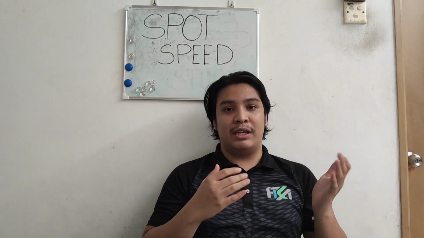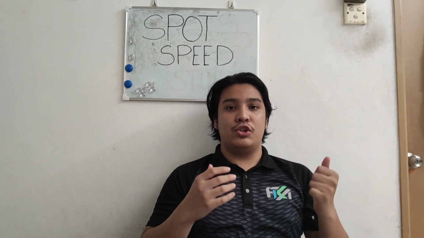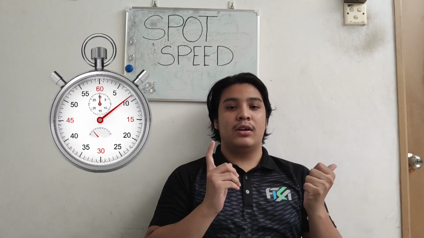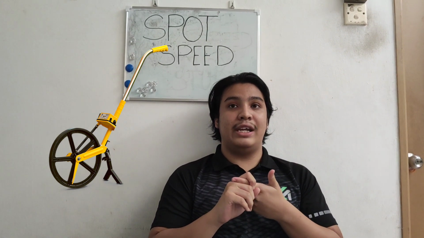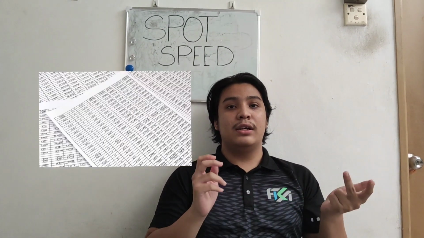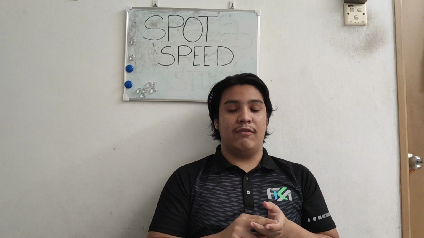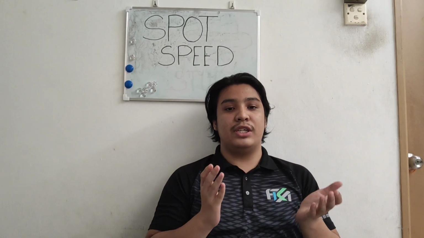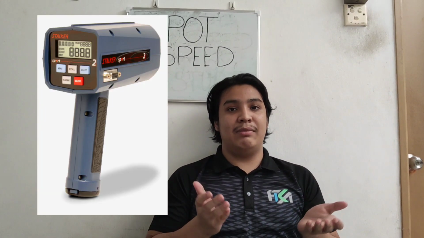Before we proceed to the procedure later, I am going to list the apparatus for this experiment. For the stopwatch method, we are going to use a stopwatch, distance measuring wheel, and data paper. For the radar gun method, we are only using the radar speed meter.